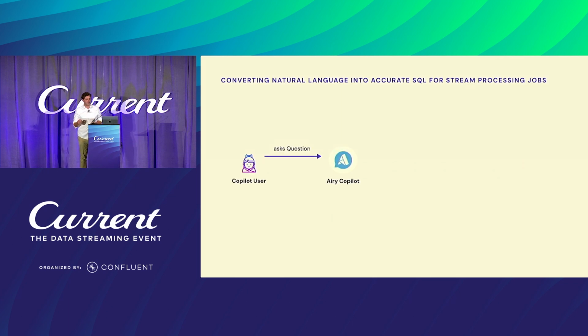Now, let's look a bit deeper at what actually happens under the hood. There is a Copilot user asking a question in natural language. This gets sent to the Airy Copilot in this case, and the Copilot might just ask a vector database. So, do classical retrieval augmented generation: look for vector embeddings and give back the response in case there is something that matches the query.